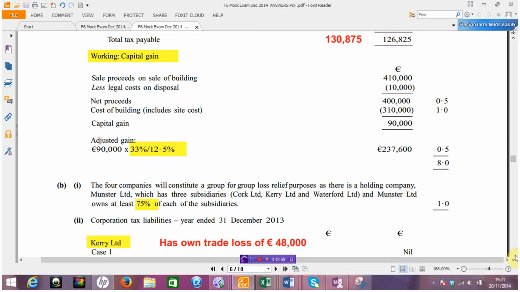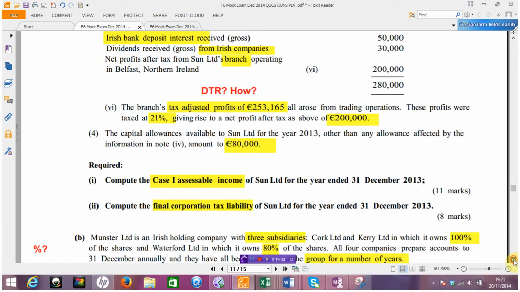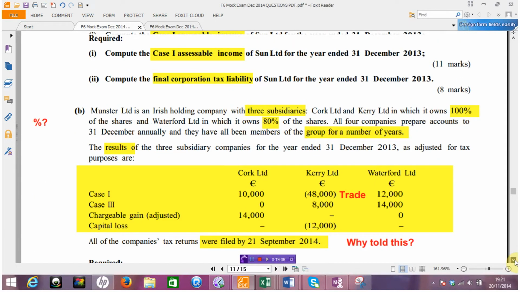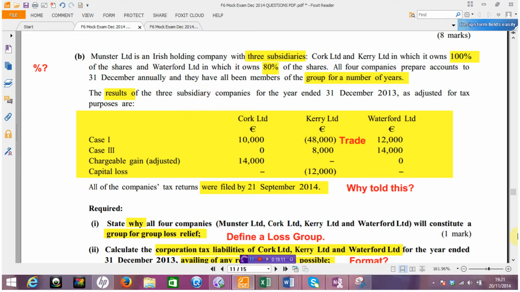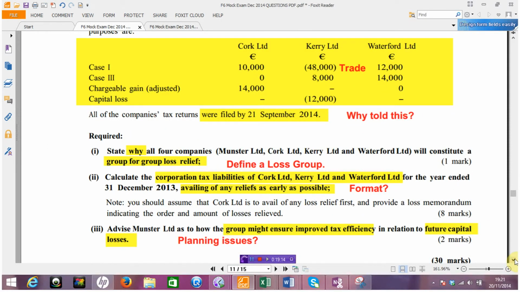I'll just move you on now to part B, which deals with groups, which is another common topic within this area of CT. Not an overly complicated question for us. What we have here in terms of a requirement is, in the first instance, a definition of a group. Why are they in a group? Quite straightforward. We need to remember our percentages there, and there's really one key percentage to remember, as we know. Second part, CT liabilities for 3 companies, given that there is a group, and we'll see the numbers above.